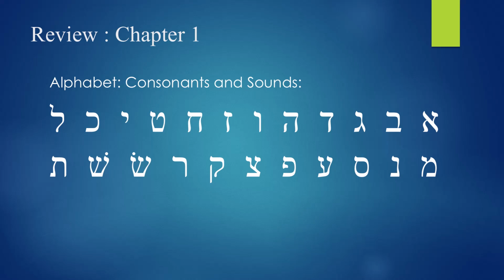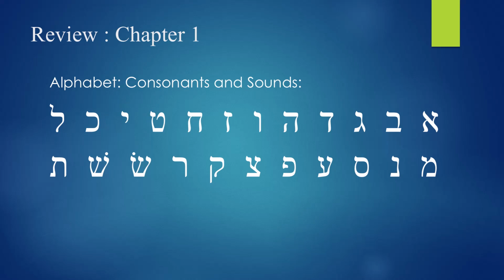We also looked at Lamed, and we said that Lamed, when you're looking at the Hebrew alphabet, is the only letter that is going above the line when you're writing it. And we said that Kof is the only letter that is going below the line when you're writing it. So we have those two letters, Lamed going above the line and Kof going slightly below the line. Also, we say that Yod is the smallest letter in the Hebrew alphabet.